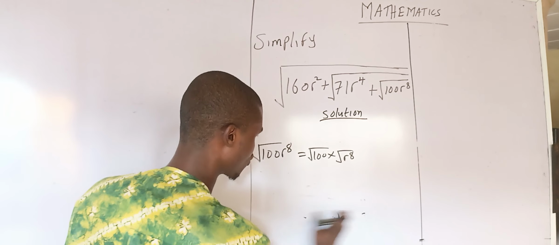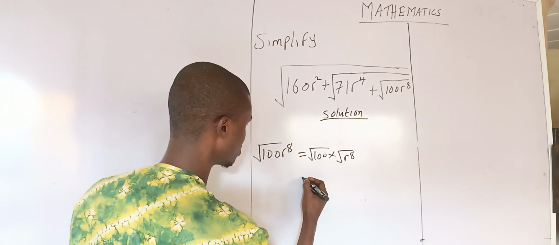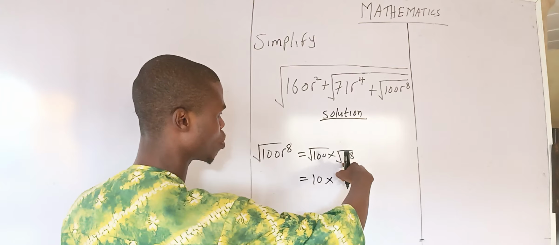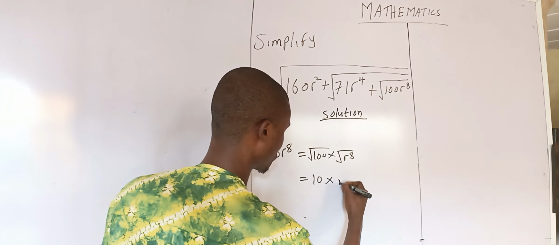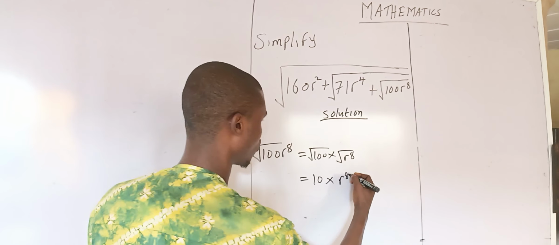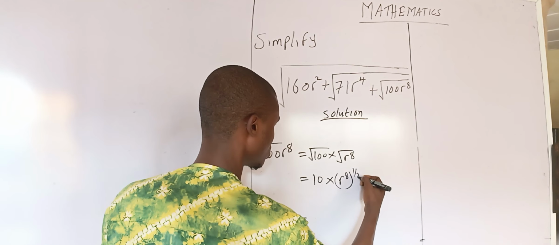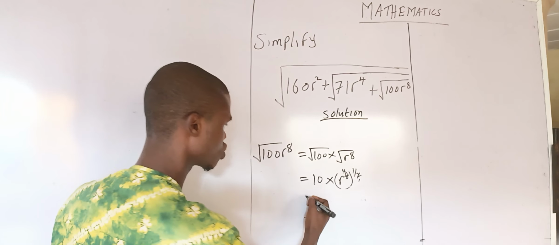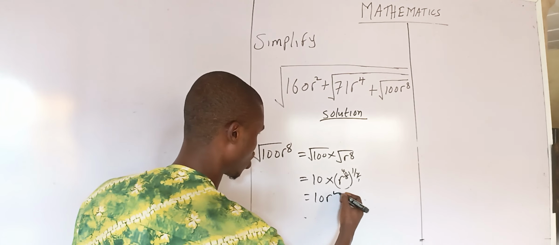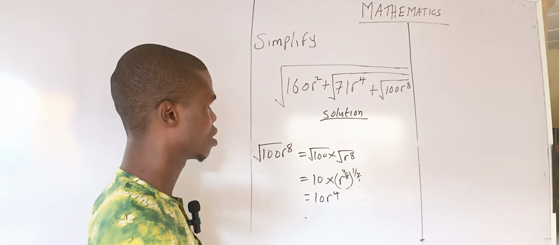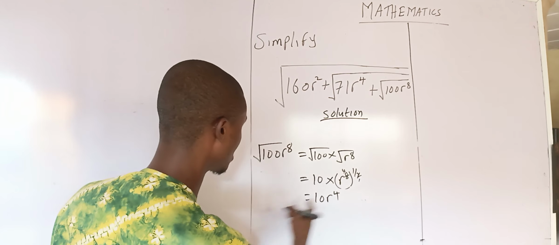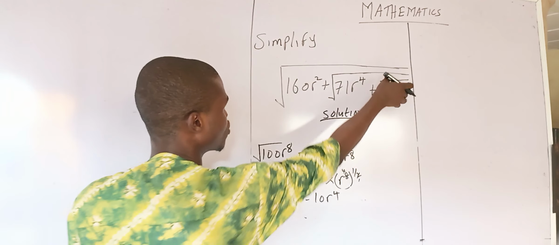Exactly. So now from there, root 100 is 10, times r to the power of 8, and square root means a power of what? Half. So if you divide 2 here, 1, 2 here, 4. So we can have 10r to the power of 4 for that part. Now this 10r to the power of 4, we have to solve this.